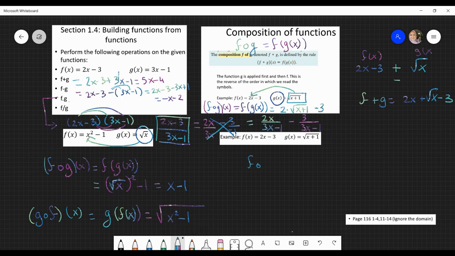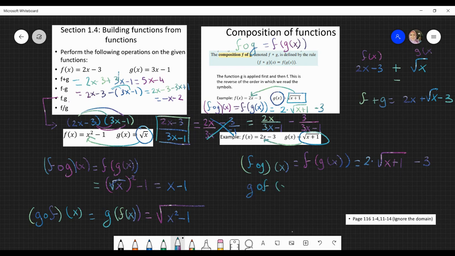Another example, F of G of X. It's very important to memorize and understand the notation. I'm going to take G and put it inside F in the input. So 2 multiplied by, this is G of X, and minus 3. And I can't do anything about it. I can't combine any like terms, so I will just keep it.